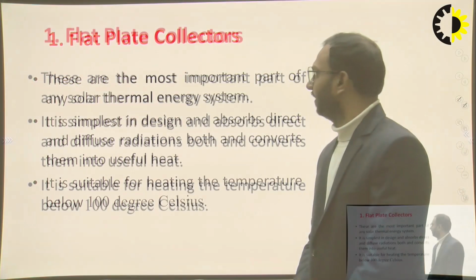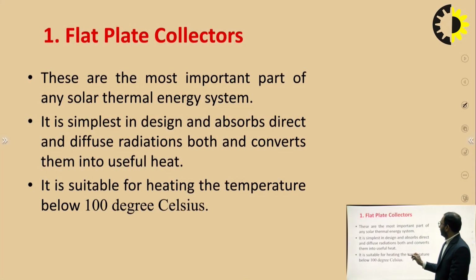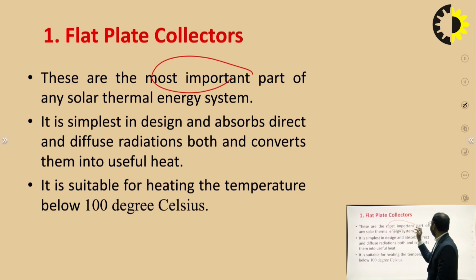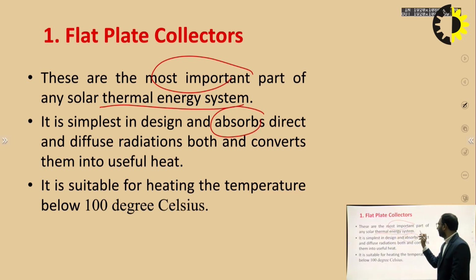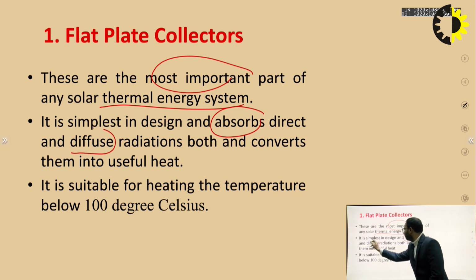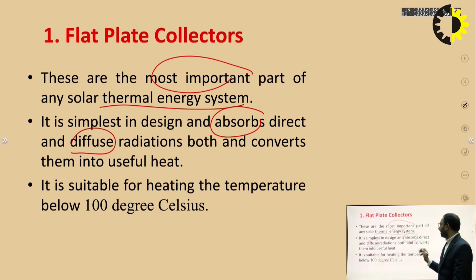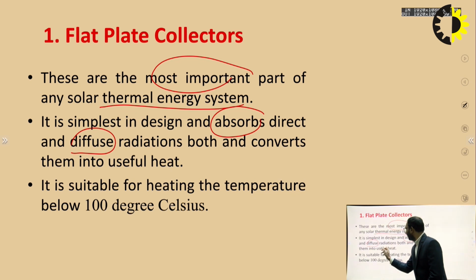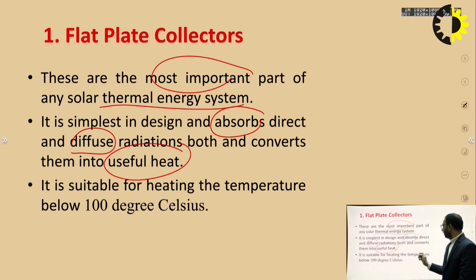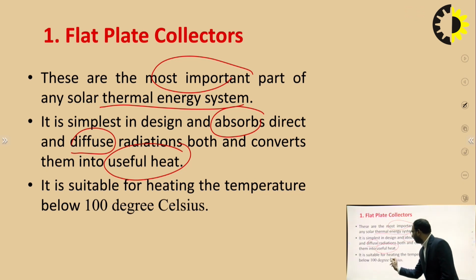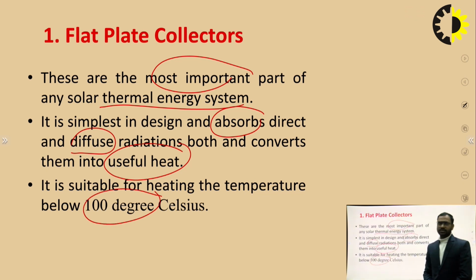Then what are flat plate collectors? Basically, it is the most important part of any solar thermal energy system. It absorbs direct as well as diffuse radiation, and converts this radiation into useful heat. It is suitable for heating at temperatures below 100 degrees Celsius. So this type of collector is best suited where the temperature is below 100 degrees Celsius.